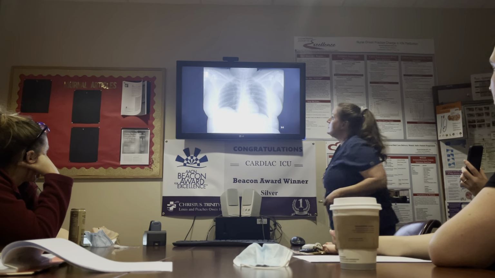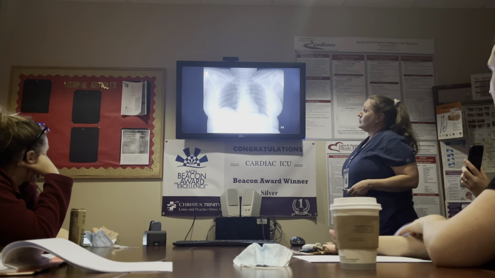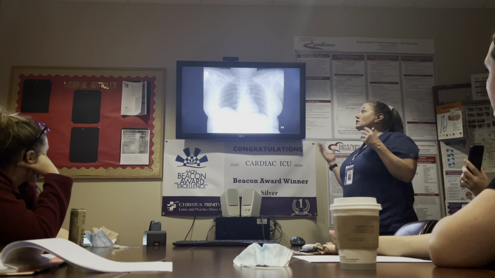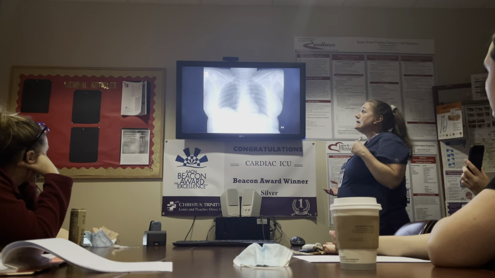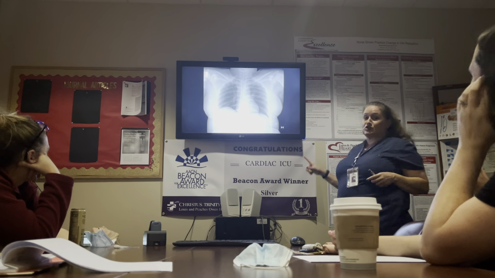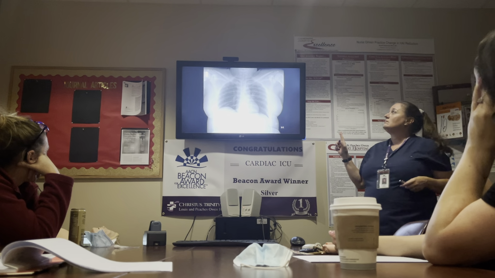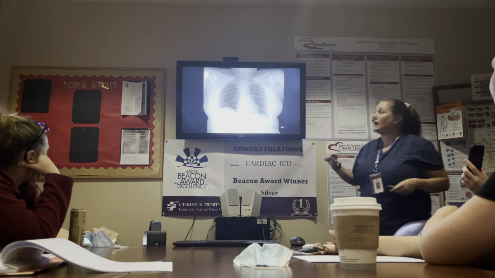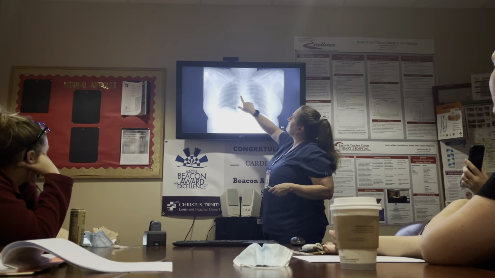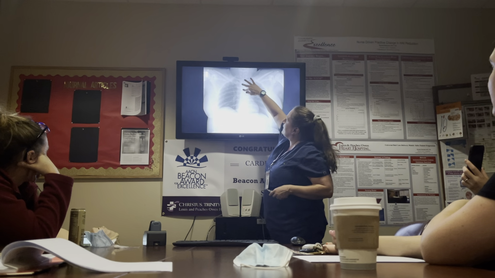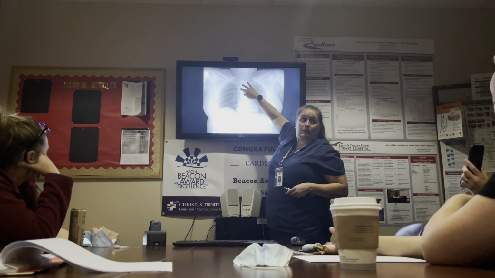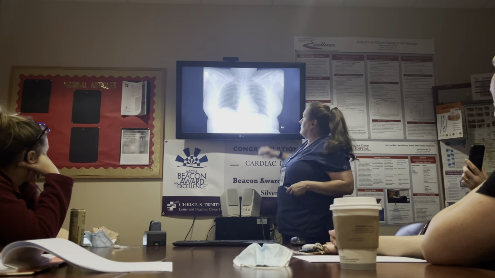What's wrong with this picture? Looks like a pretty good picture, but she's got a tube in the wrong place. Where's that tube? It's a right main stem. I know it's hard to see, but here's the carina basically here, and this endotracheal tube is going down the right main stem.